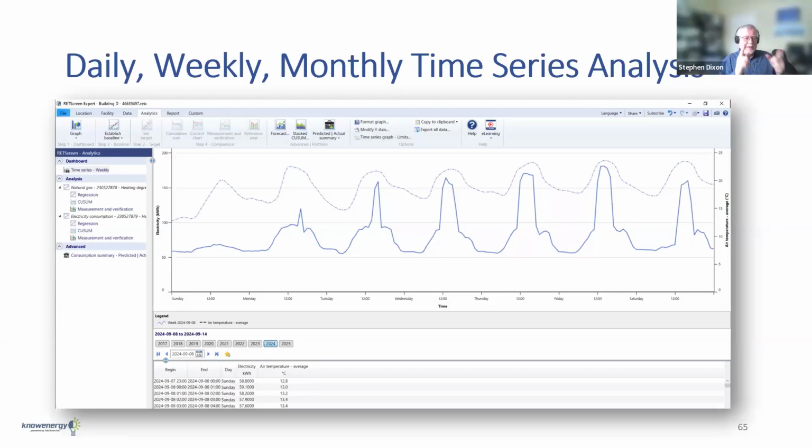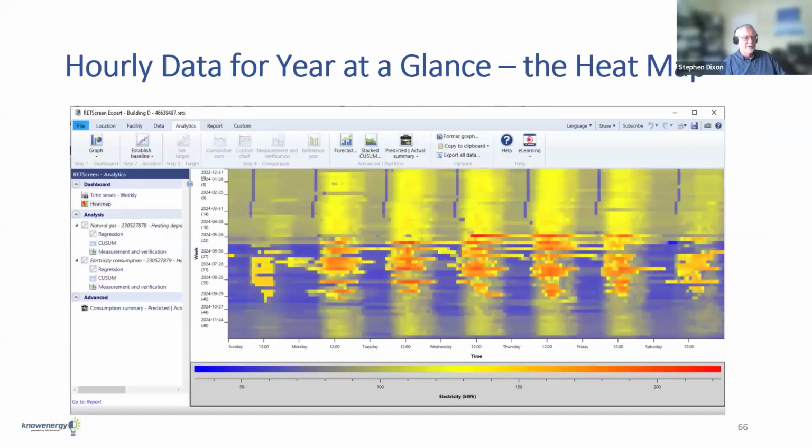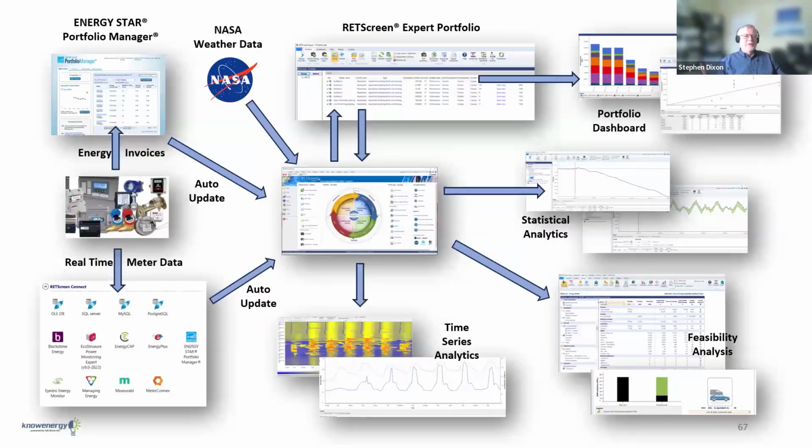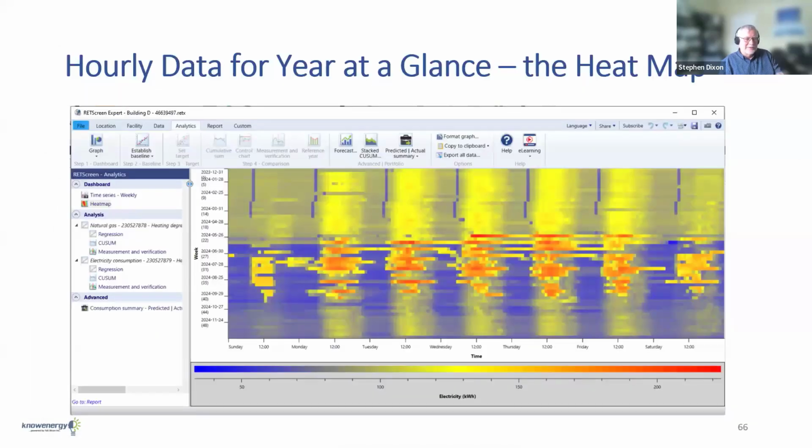So if you've never done a demand profile, if you've never looked at the state on your building before, do it, because you're going to find things you've never seen and you're going to find opportunities. You can look at a year at a glance with what we call a heat map. The heat map is so cool because every line on that is a week, and every pixel within that line is an hour. So that's the whole year at a glance, and you can do that in 2 or 3 clicks in RedScreen.